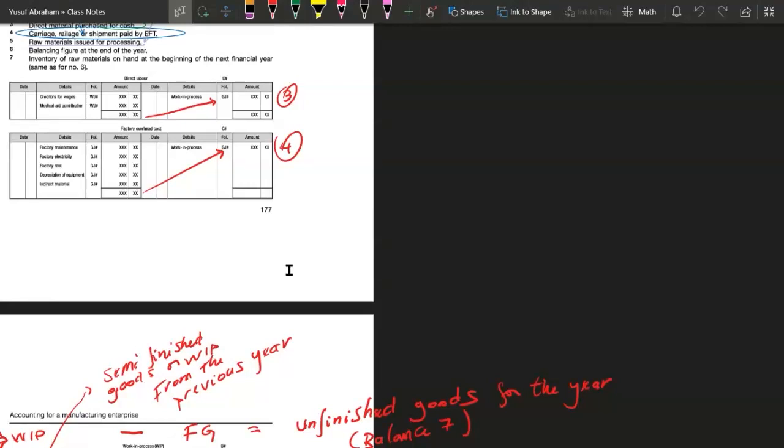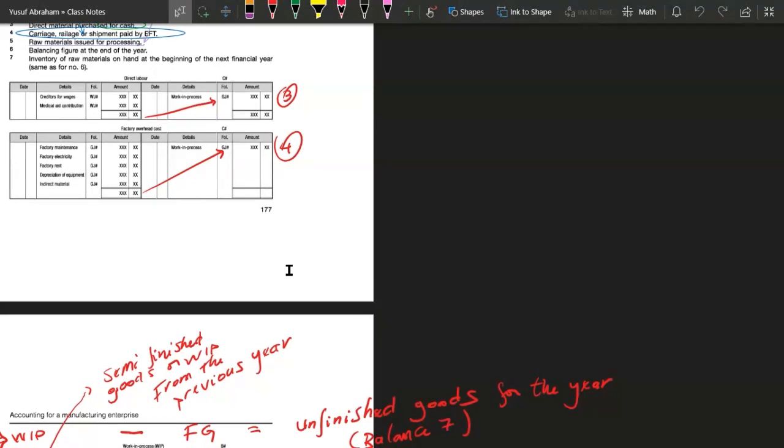When they give you rent, for example, they say this amount of rent was spent. You need to make sure: are we talking about the rent for the factory or the manufacturing part, or are we just talking about the rent for the entire company? So you need to find the factory rent, the factory electricity, the factory maintenance, depreciation of equipment of the factory. Everything must be production related, not depreciation of the printer that is in the admin building.